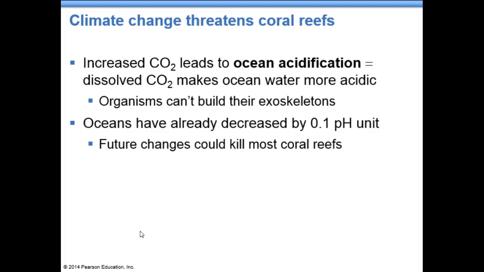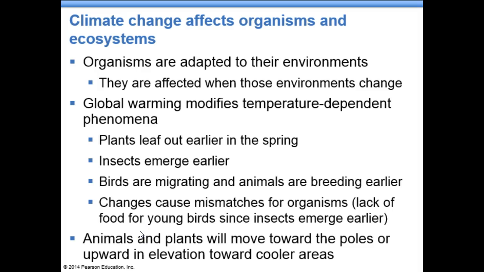The oceans have already decreased by 0.1 in pH per unit, and they are predicted to decline almost up to 0.35 more units in pH. And this could easily be enough to destroy most of our planet's living coral reefs. The destruction could be catastrophic for marine biodiversity and fisheries, so many organisms depend on those living coral reefs.